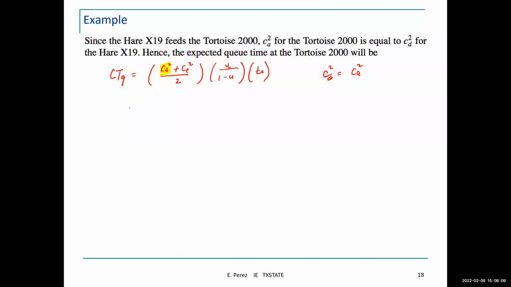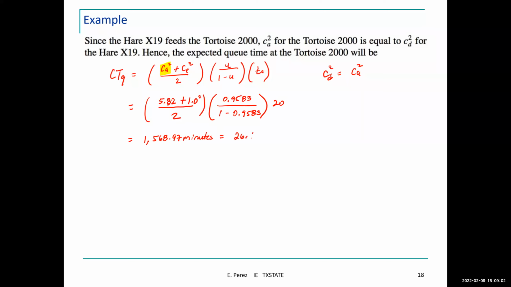So now we can compute the CT square. CTQ, I'm sorry, CTQ will be equal to 5.82 plus 1.0 squared divided by 2, times 0.9583 over 1 minus 0.9583, times 20, and this is 1,568.97 minutes. Equals 26.15 hours.